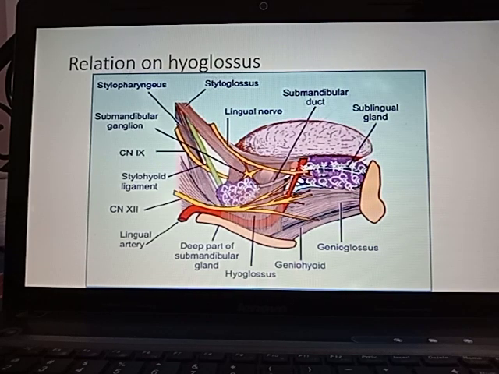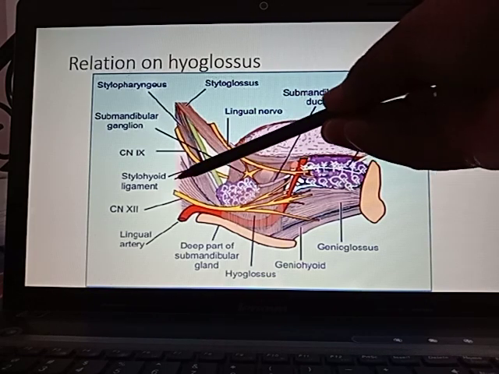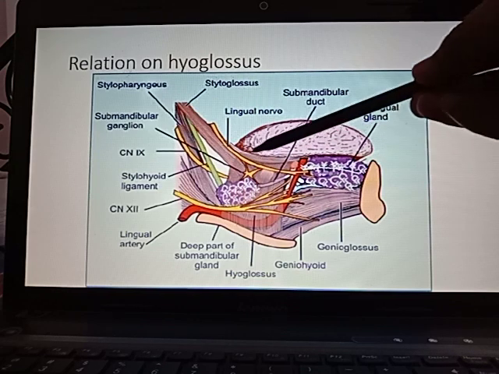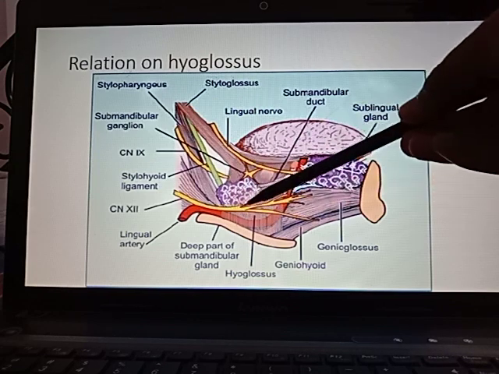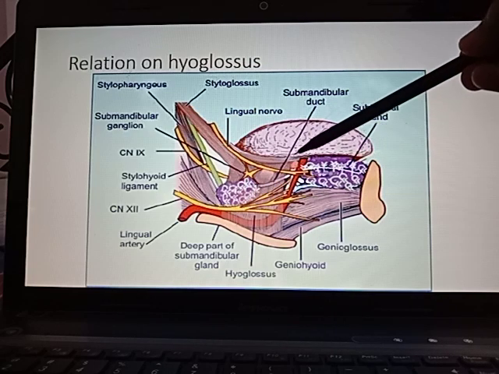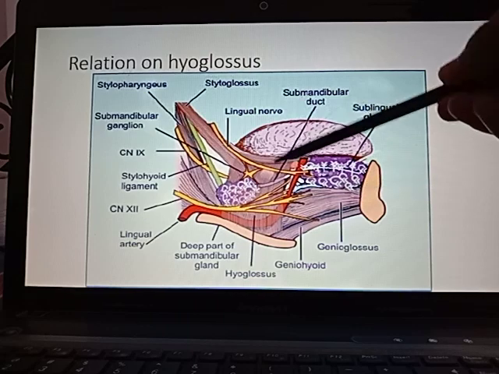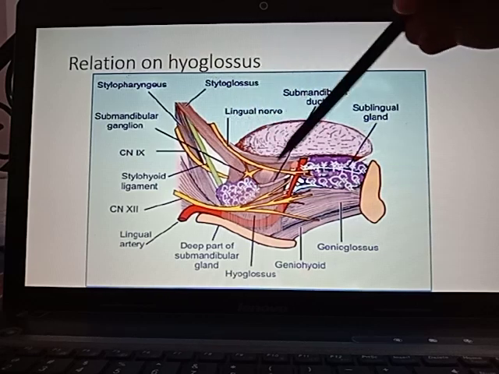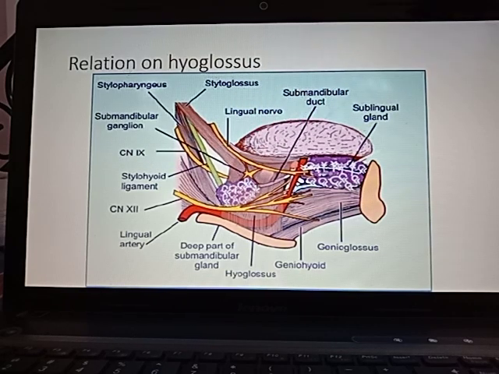And look at this diagram. So this is the hypoglossal muscle. It runs upward and goes towards the tongue in this region and supplies the muscle in this region. And from above downward, the relations are the lingual nerve, and this is the submandibular ganglion.